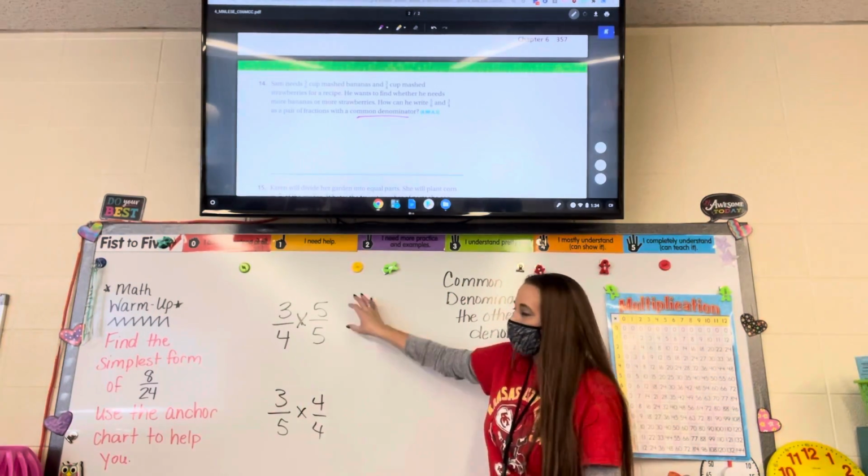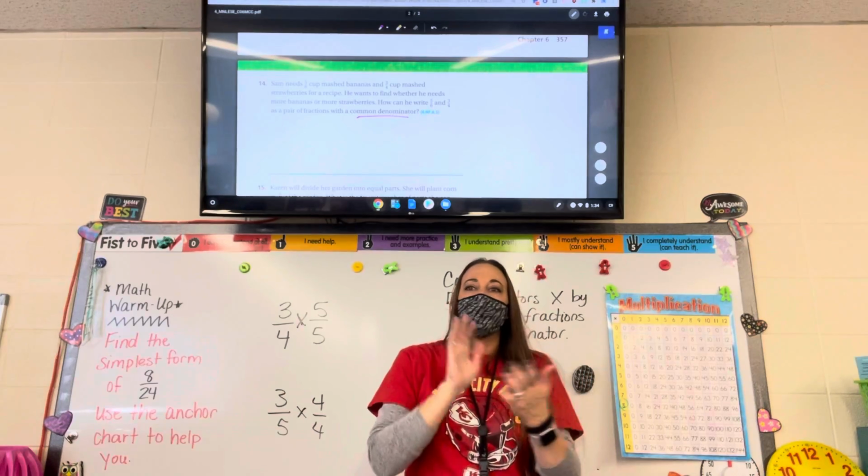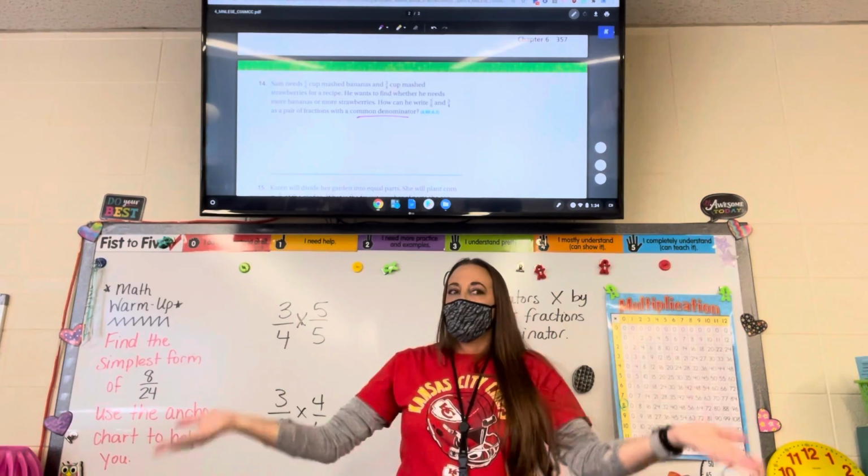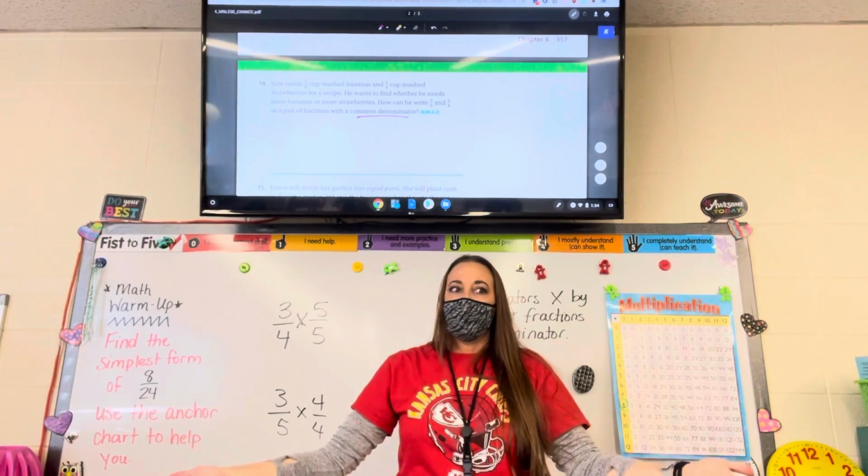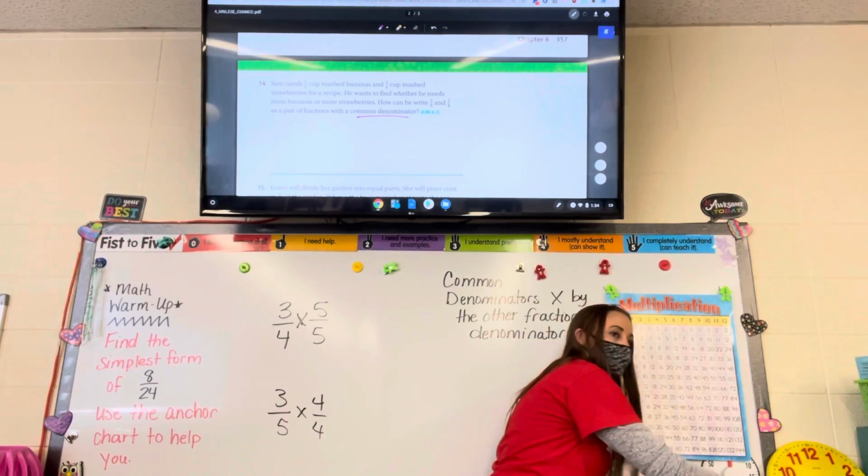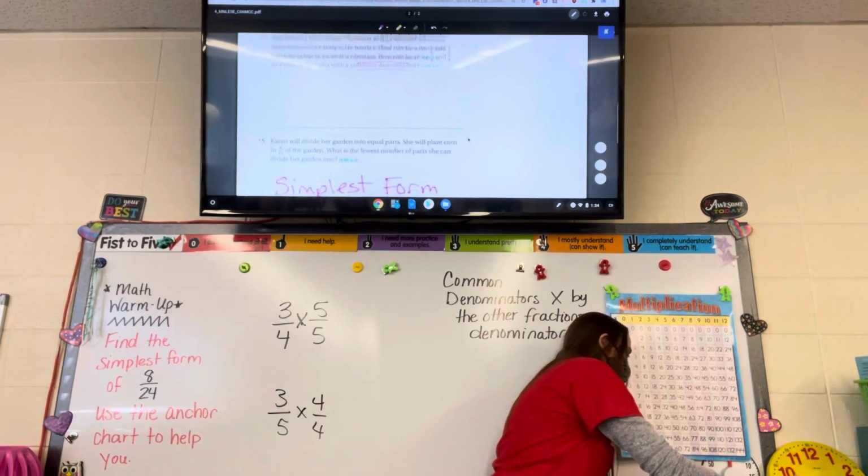Just like this. By multiplying by the other fraction's denominator. Shelby, you are a rock star. Thank you for answering. Okay.